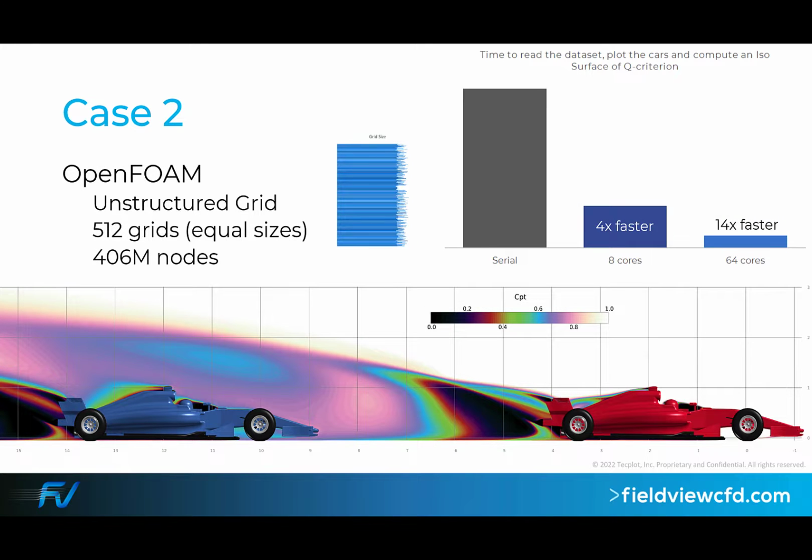The second case we're going to look at is an unstructured case from OpenFoam. This case is 2 Formula 1 cars following each other, and is an ideal case for MPI parallel, since the grids are equally balanced. Performing the same benchmark as the previous case, we see a 4x speedup with 8 cores from serial, and a 14x speedup with 64. So that gives you an idea of what is possible if MPI is fully utilized.